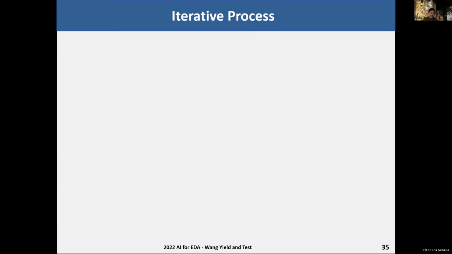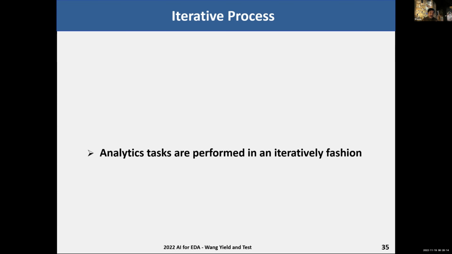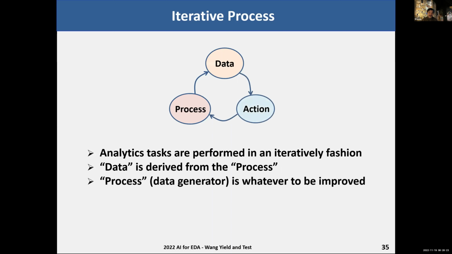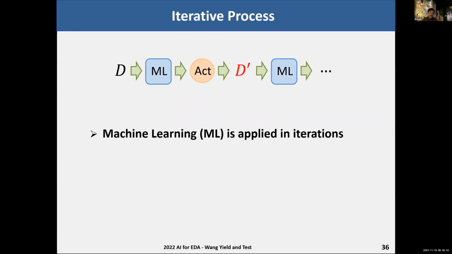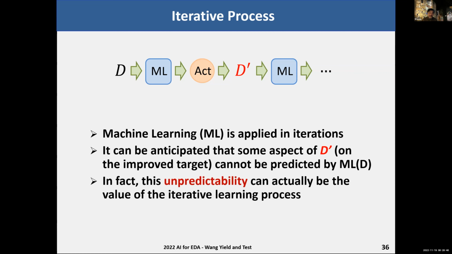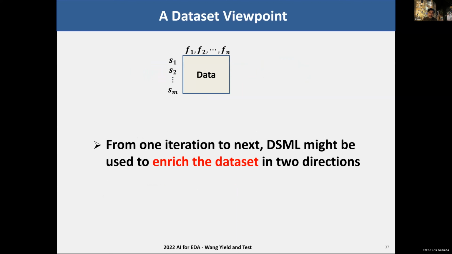For almost all the problems we work on, it seems that the analytic tasks are performed in an iterative fashion. There is data which is derived from the process. The process essentially is our data generator, and the process is whatever we try to improve as well. Both data and process can evolve over time. So putting another picture here as an iterative process. It can be anticipated that some aspect of the future data, after the improved targets, cannot be predicted by applying machine learning on the current data. And in fact, this unpredictability can actually be the value we're looking for from our iterative learning process.